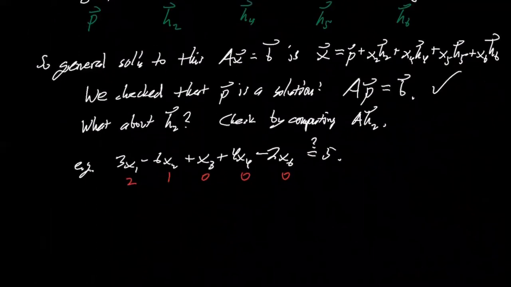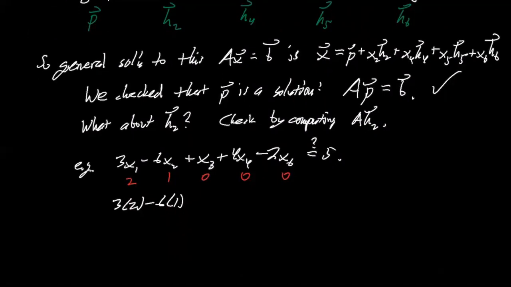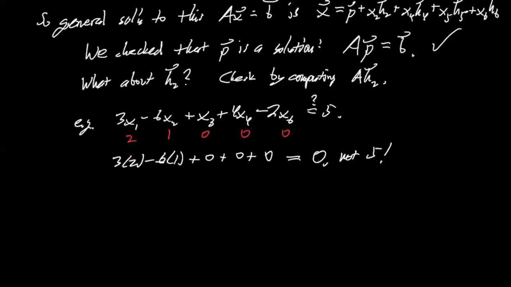We get 3 times 2 minus 6 times 1 plus 0 plus 0 plus 0. And that is 6 minus 6, that's 0. Not 5, not 5 factorial either, it's just 0. Interesting. And you can check that if you multiply A times H2, you should actually get the 0 vector.